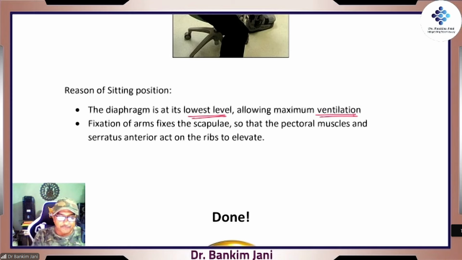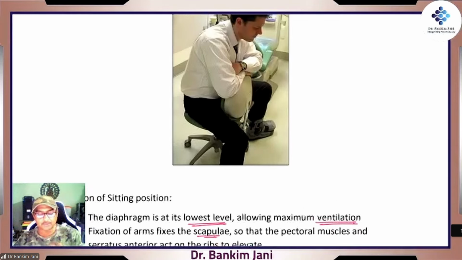That fixing of arms fixes the scapula, so that the pectoral muscles and serratus anterior act on the ribs to elevate them. When you do it like this, the levator scapula at the back is fixed. So it is now pectoralis major, minor, and the serratus anterior that will lift the ribs. Because the position is like this, the whole chest is already lifted. That means there would be an increase in the diameter, and the diaphragm is lowered, so the patient will be most comfortable in this position.